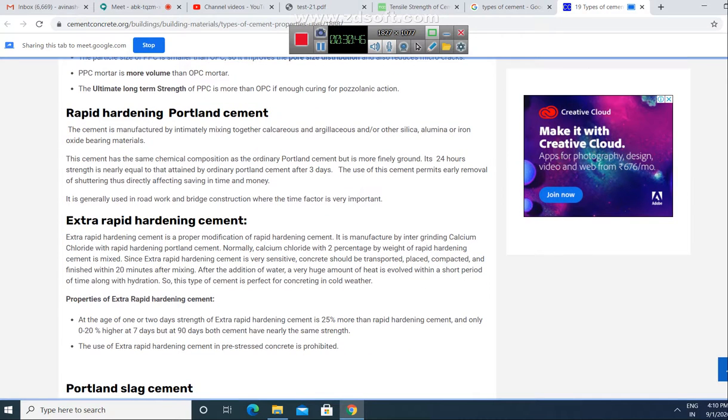Another cement is known as the extra rapid hardening cement. It is similar to rapid hardening cement, but with some modification. Into the rapid hardening cement, you are mixing calcium chloride. Rapid hardening cement and calcium chloride are ground together for the preparation of an extra rapid hardening cement.